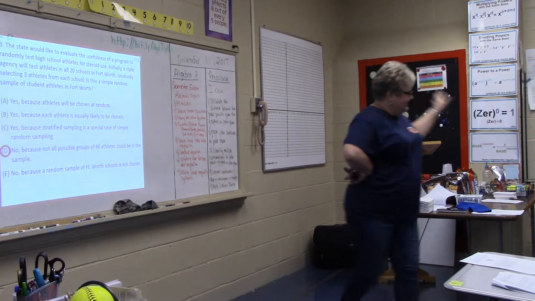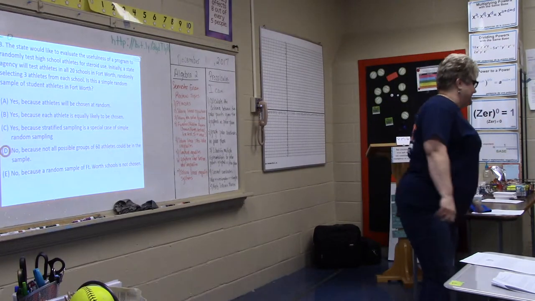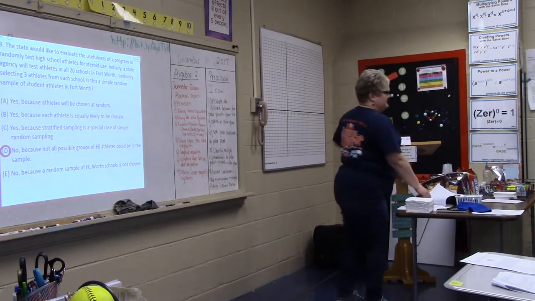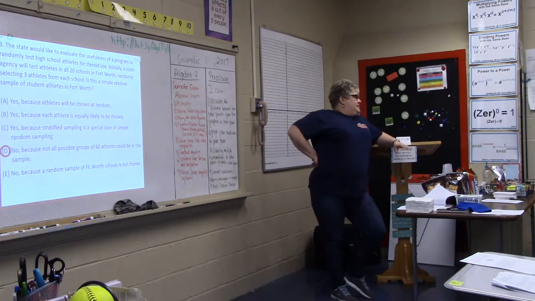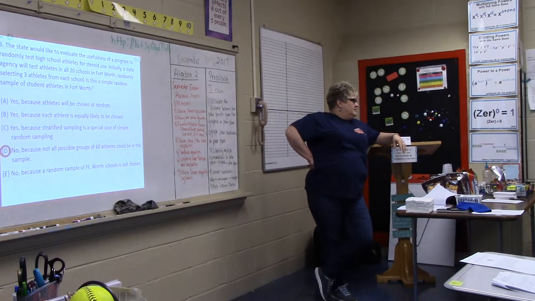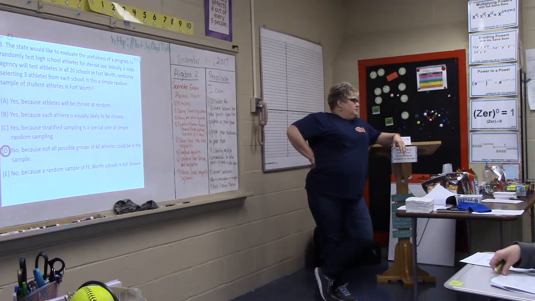What's your name? Mary Kay. You got your card backwards. I can't see it. All right, Mary Kay, what do you think? Because all the groups can't be picked, because they have to pick three from each school. So it can't be all possible groups.